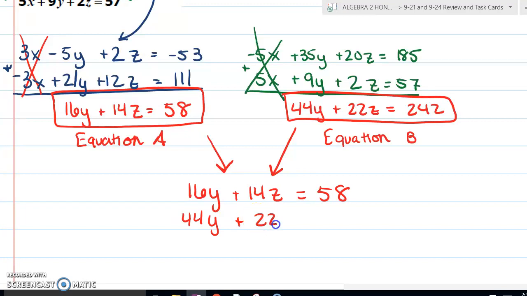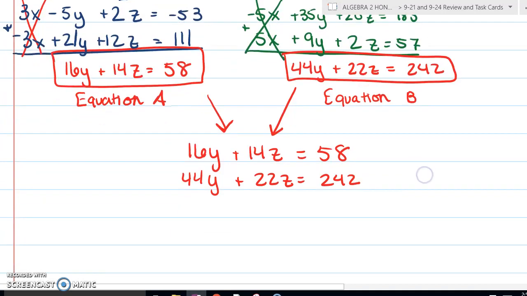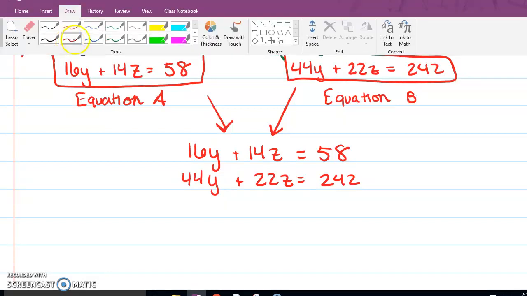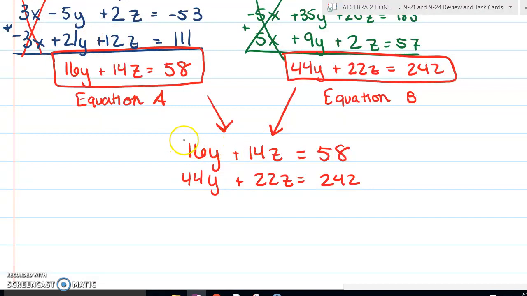Remember, however many equations or however many variables you have, that's how many equations that you need. Okay, so we can't multiply 16 by anything to get to 44, and we can't multiply 22 by anything to get to 242. So you have many options here. You might want to multiply this by -44 and this by 16. Okay, either one can be negative. There are many other simpler ways to do this.